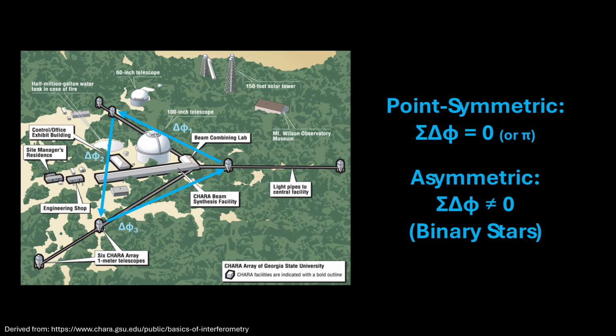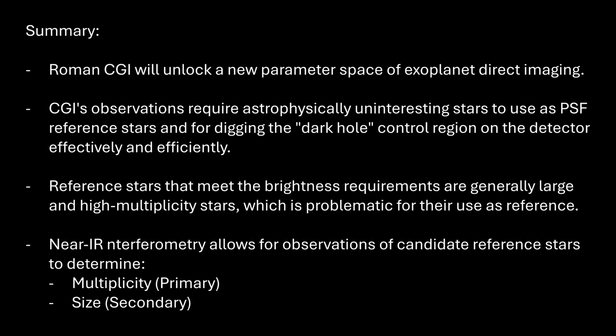So just to summarize here and put things in context to sum it all up: Roman's coronagraph is unlocking a new regime for very high contrast planets. The observations require astrophysically uninteresting stars. They need to not be binaries, they need to be bright, non-multiples, small and bright, in order to dig CGI's dark hole and do it efficiently, do it quickly.